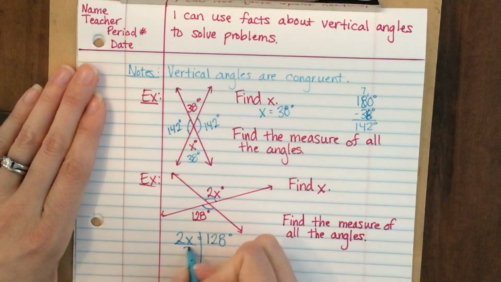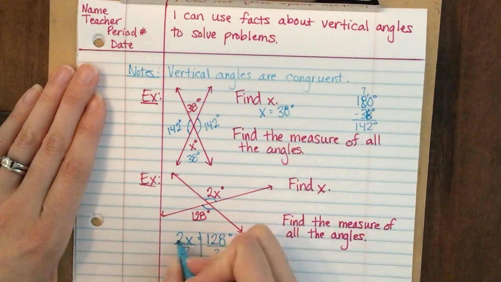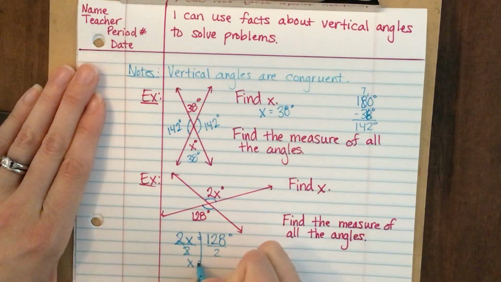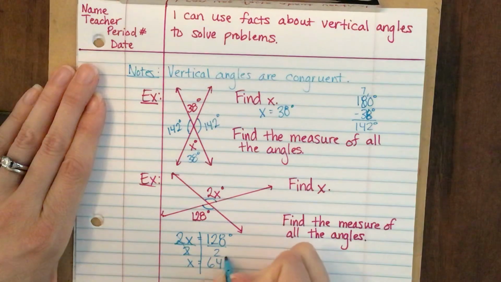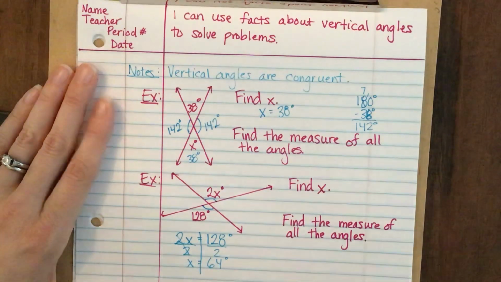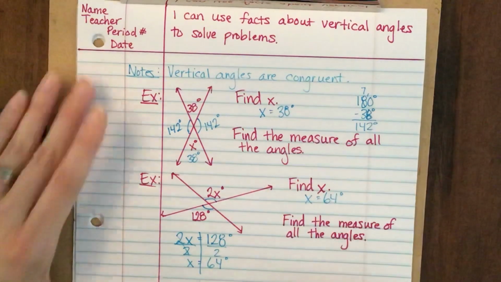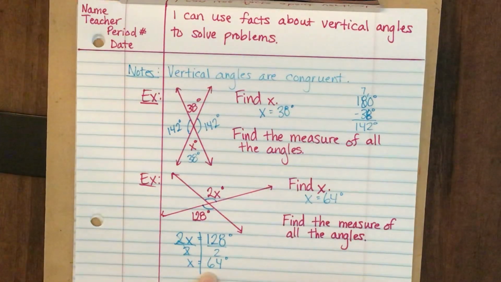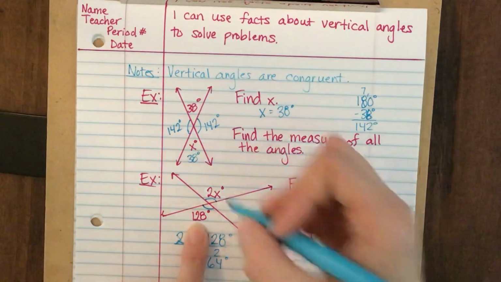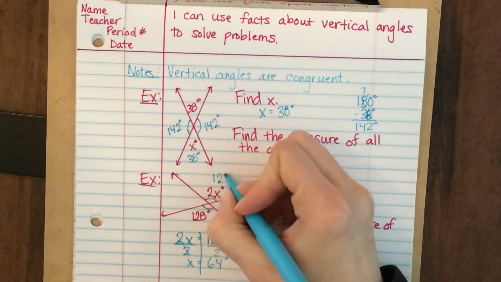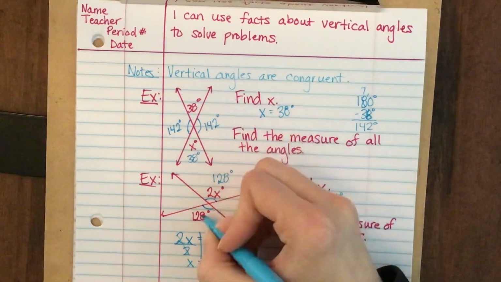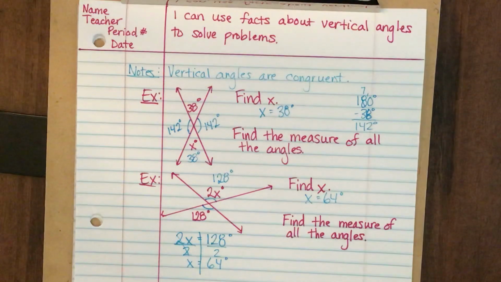I'm going to divide both sides by 2, and I get that x is equal to 64 degrees. Okay, so x is equal to 64 degrees. Now, 64 degrees times 2 is 128 degrees. So that means this is 128 degrees and this is 128 degrees.